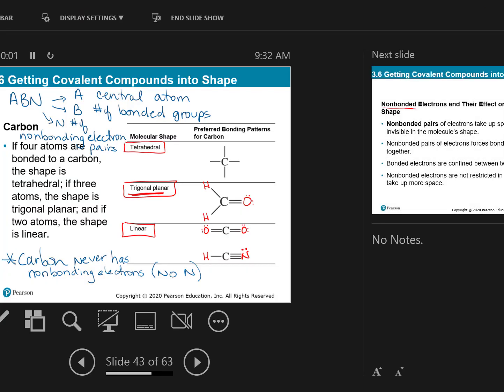So on Thursday, we were talking about the shape of molecules. We kind of introduced this idea, and I added a couple of things to this slide.